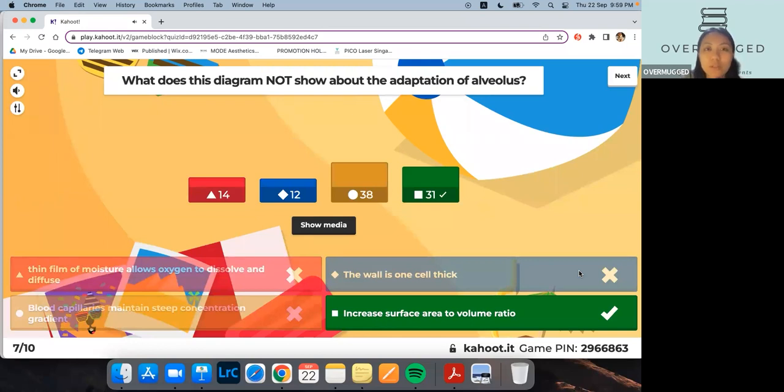This question is about the adaptation of an alveolus. Alveolus is singular, so one single alveolus. If it's one single alveolus, there's no increased surface area to volume ratio. If it's many alveoli, then there is an increased surface area to volume ratio. Pretty tricky question, but commonly asked. People commonly make mistakes when asked about the adaptation of an alveolus.